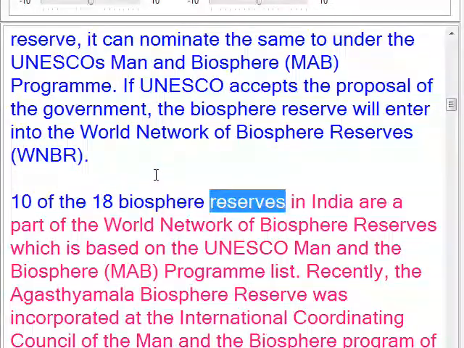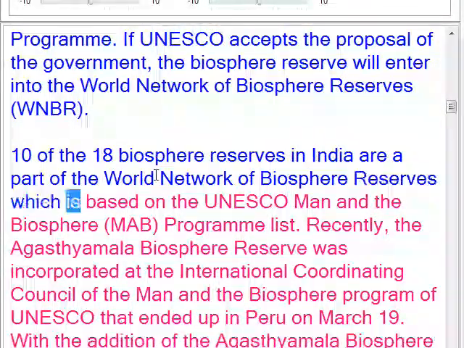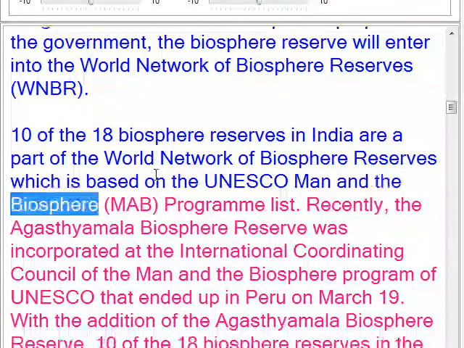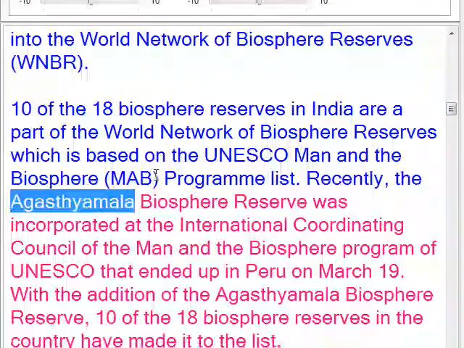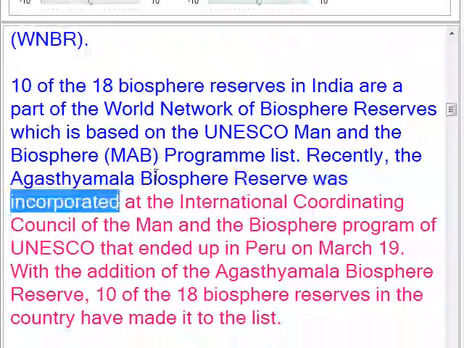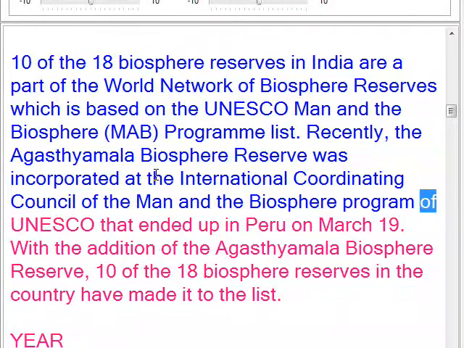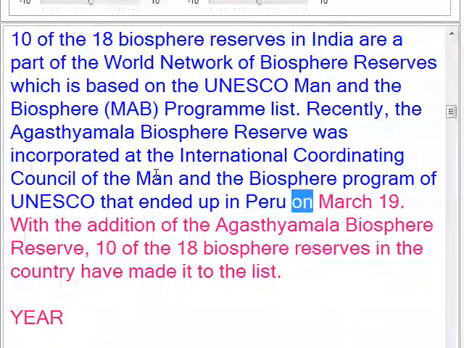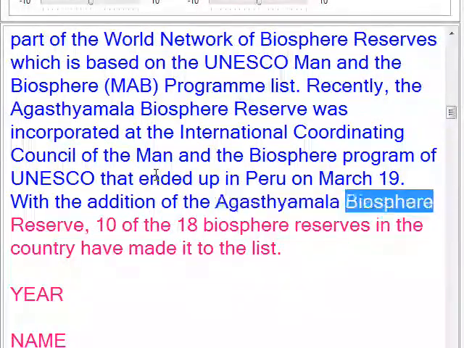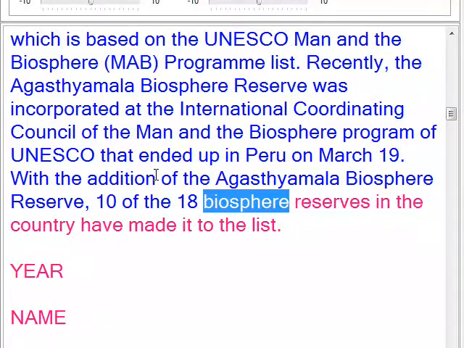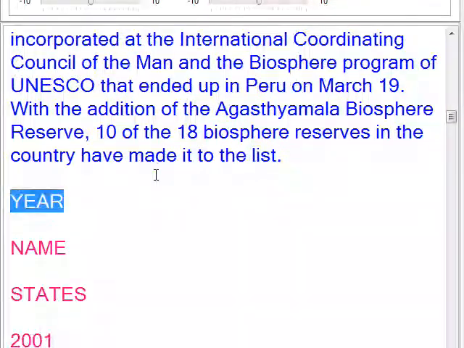Ten of the 18 biosphere reserves in India are a part of the World Network of Biosphere Reserves, which is based on the UNESCO Man and the Biosphere (MAB) program list. Recently, the Agasthyamalai Biosphere Reserve was incorporated at the International Coordinating Council of the Man and the Biosphere Program of UNESCO that ended in Peru on March 19. With the addition of the Agasthyamalai Biosphere Reserve, 10 of the 18 biosphere reserves in the country have made it to the list.